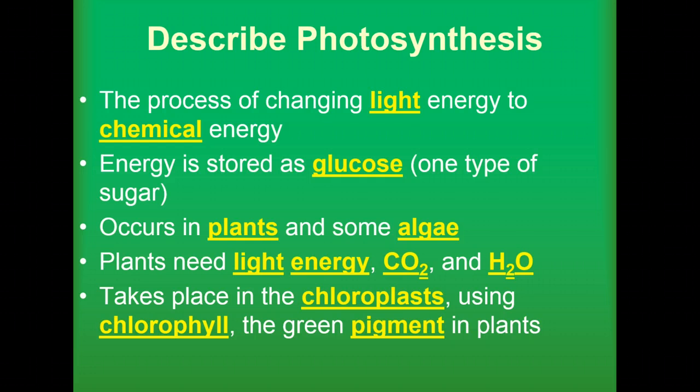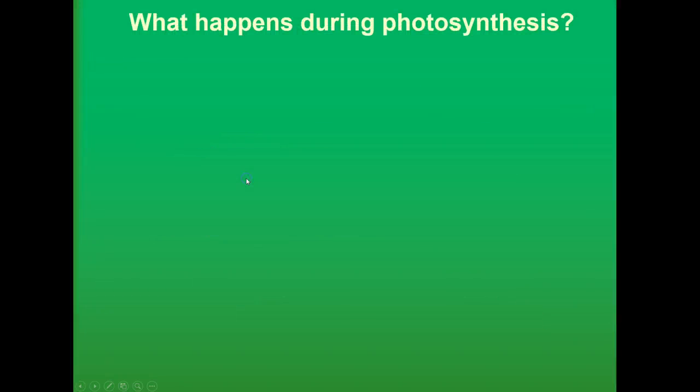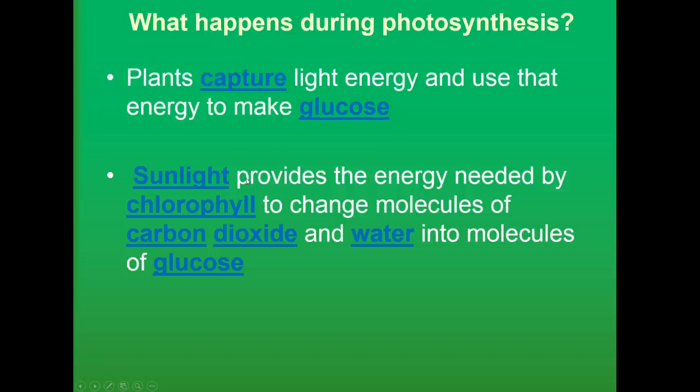It's going to take place in the chloroplast using chlorophyll, which is the green pigment in a plant. And that's what we were trying to find last week when we looked at the stuff under the microscopes. Okay, so what happens during photosynthesis? Plants capture light energy and use that energy to make glucose. We're going to talk about exactly how that happens here in a second.